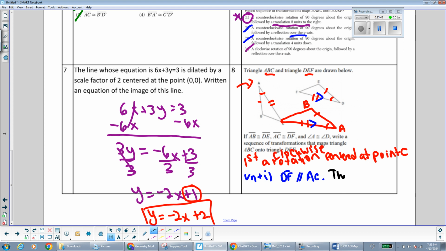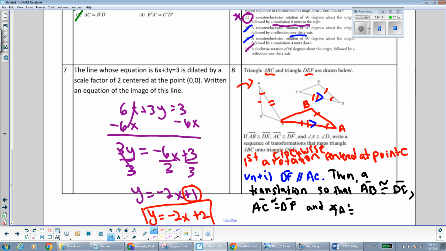Then a translation so that side AB matches up to side DE, side AC matches up to DF, and angle A matches up to angle D. And that's the best way I can describe this transformation.